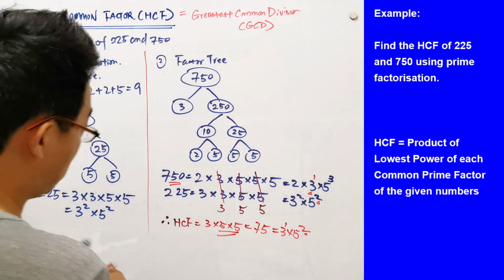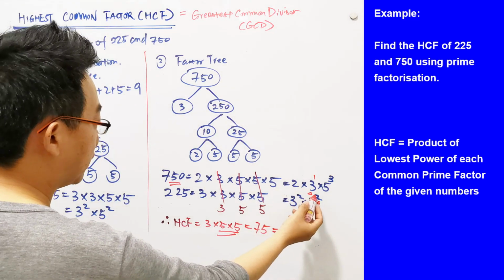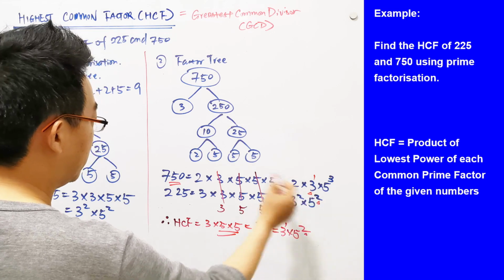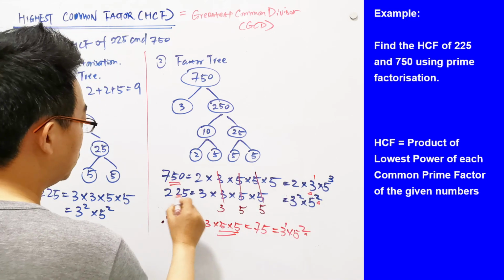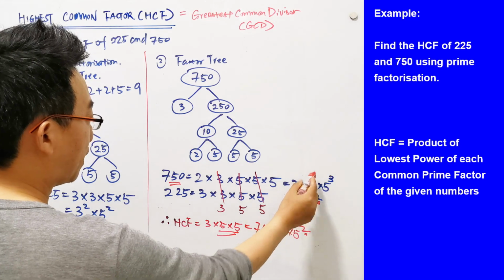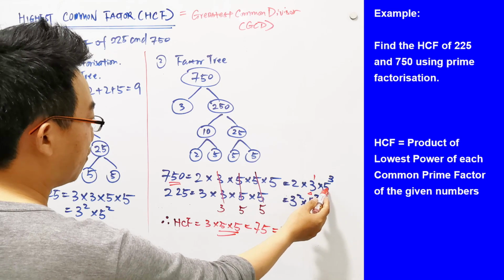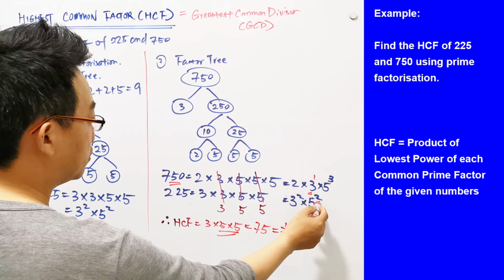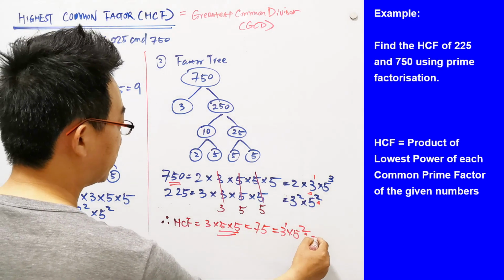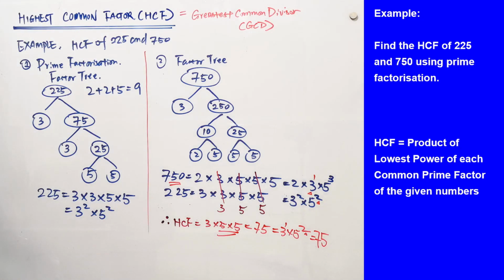So in this case, we look at the lowest power of the common factor. 750 has 3, right? 225 has a 3 as well. What's the lowest power? The lowest power is 1, so we take 1. For 5, which is the common factor, what's the lowest power? The lowest power is 2, right? In this case, we take 2. So we also get the result 75. Is that clear? Right?